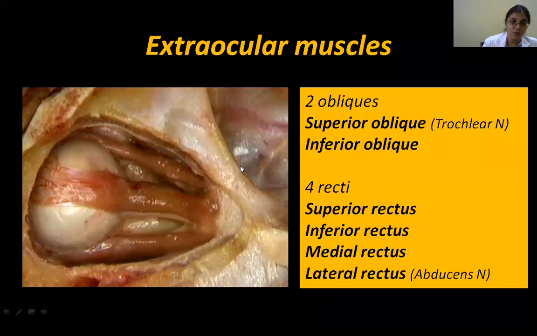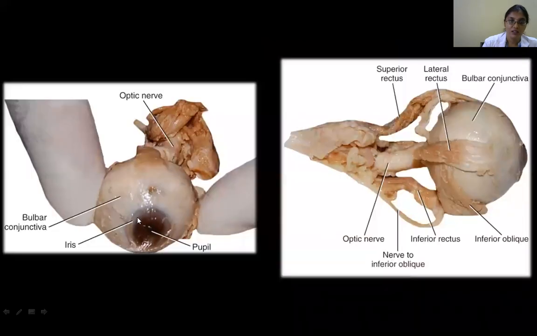So here, this is the eyeball. This is the roof of the orbit that they have removed, and what you see inside is the eyeball. You can see this is the optic nerve, which will leave through the optic canal. And these are all the muscles which will move the eyeball. And here, this is the eyeball. You can see the muscles, how they are.